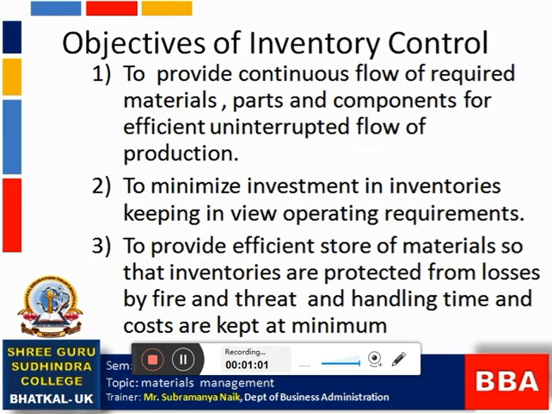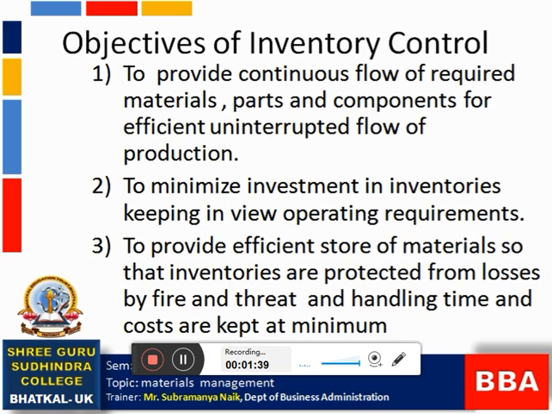Let us go to the next concept, objectives of inventory control. The first one is to provide continuous flow of required materials, parts and components for efficient and uninterrupted flow of production. We already know the first concept, that is materials management. When you are able to handle the materials, that is raw materials in the organization, then automatically it is followed by inventory control.